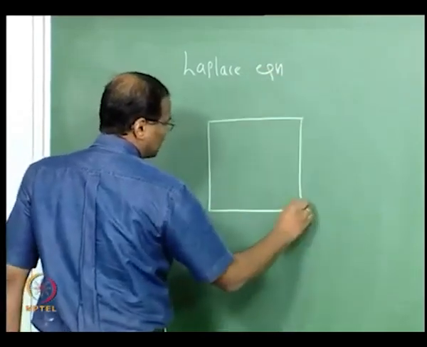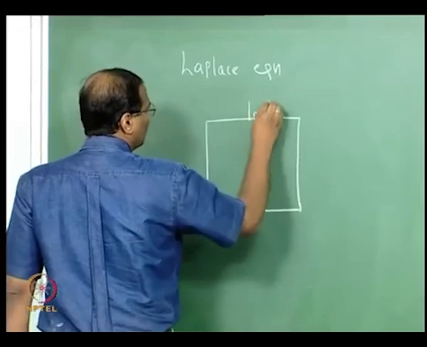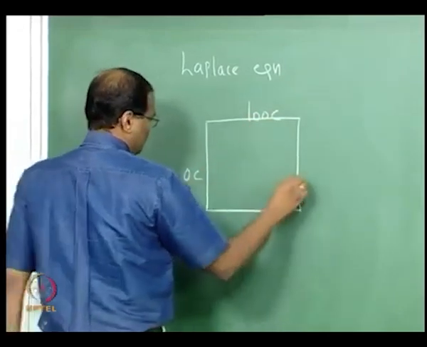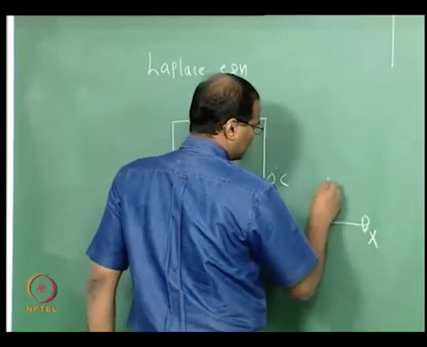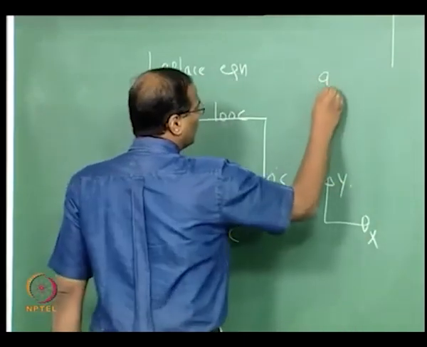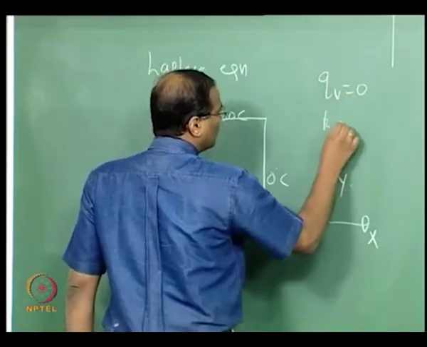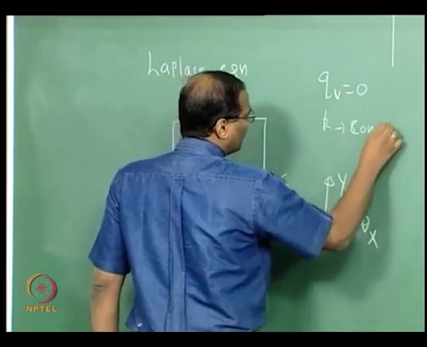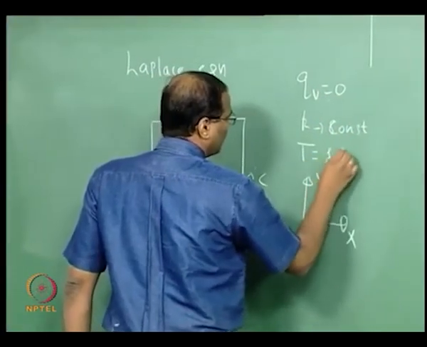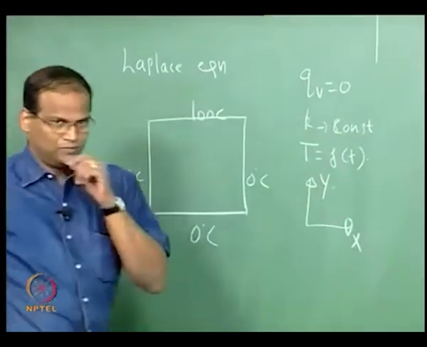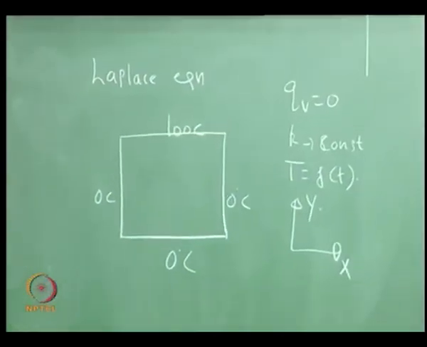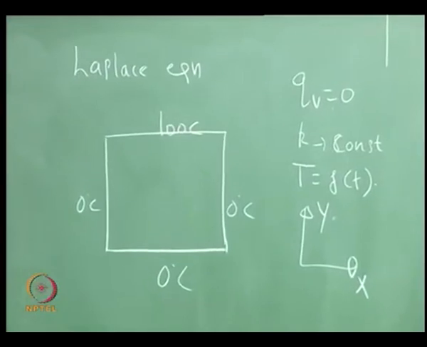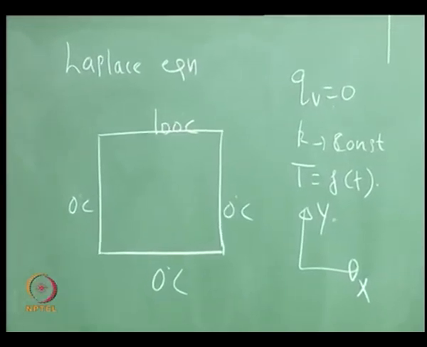Let us consider a rectangular slab, same old. Steady state, 2-dimensional, constant properties, no heat generation. So the governing equation is del square T equal to 0.